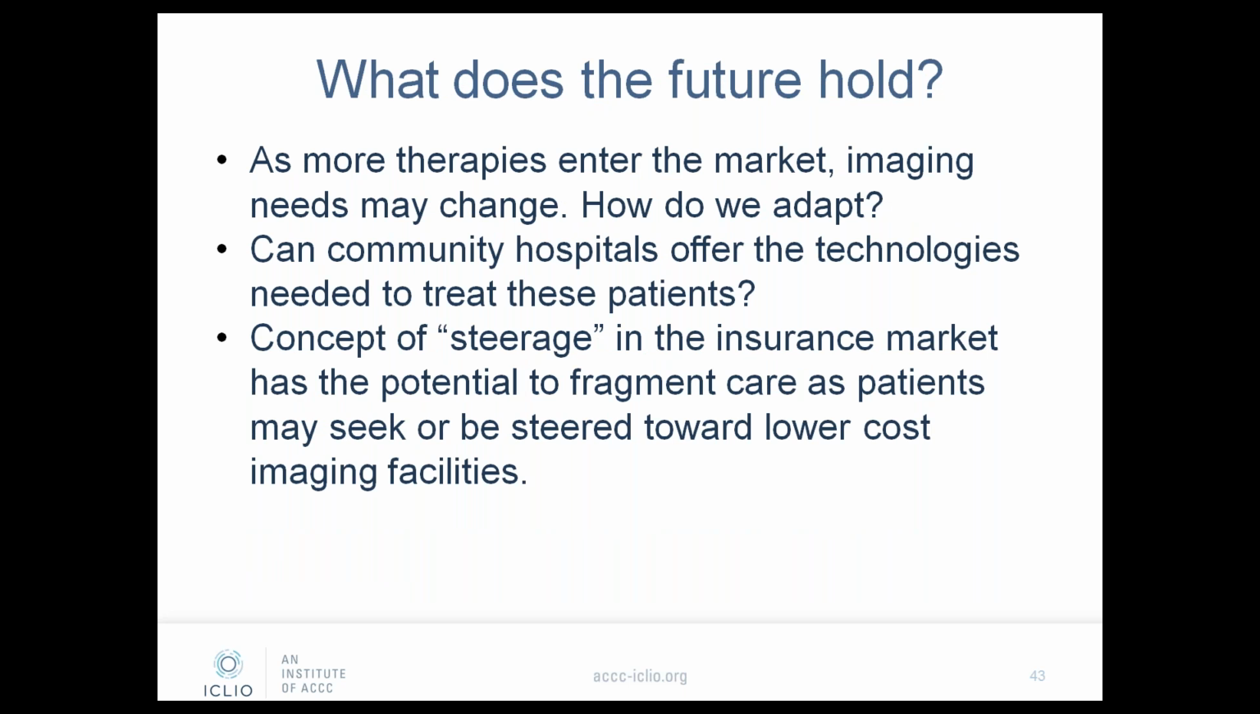So I think that as more therapies enter the market, the imaging needs are going to change. And the question for us in the community is, how do we adapt to these changes? How do we adapt to seeing more complex patients on different types of drugs, newer emerging therapies? And can we, as community hospitals, offer the technologies that are needed really to treat and follow these patients?